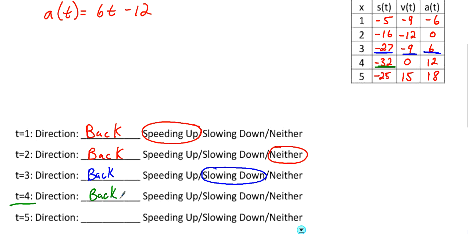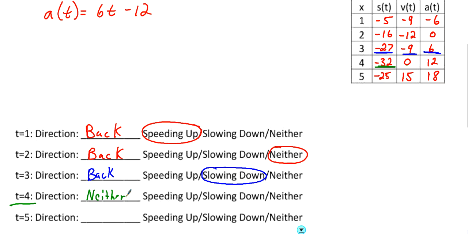But now my velocity is 0, which means at this moment I am not moving. So technically, we are not going backwards or forwards. This should be neither, because I'm not going forwards or backwards. I'm stopped right now. My velocity is 0. I'm not going anywhere at this moment. I'm -32 from where I started, but at this moment I have not moved an inch because right at time equals 4, my velocity is 0. I'm not going forwards or backwards.